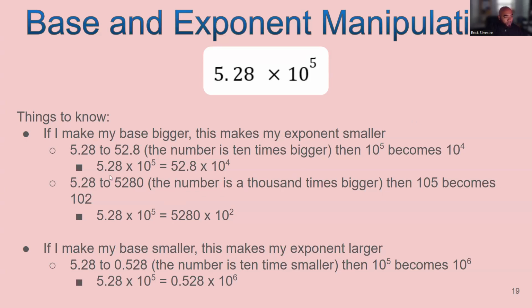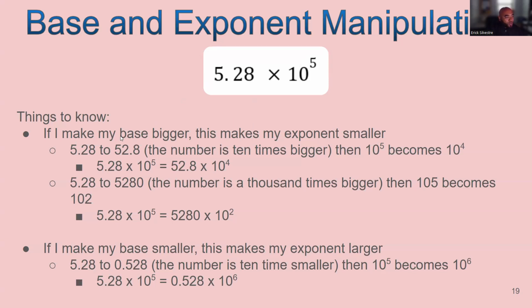All right. Now, if I make my base bigger, I have to make my exponent smaller. That's how that works. If I make my base bigger, my exponent gets smaller. Anytime the decimal moves, it moves by a power of 10. If I make my base bigger by a power of 10, that means I have to make my exponent smaller by that one place that it moved.